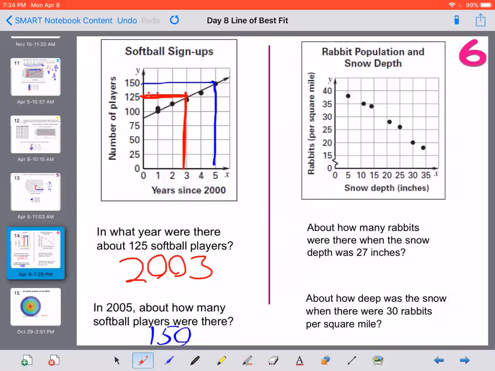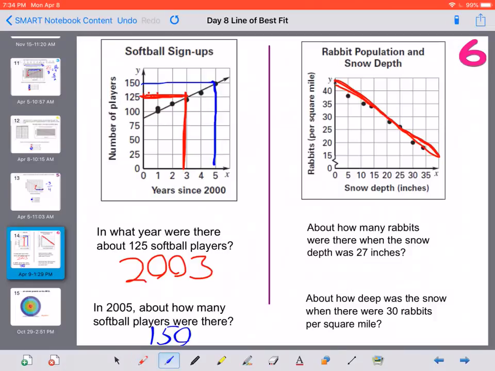Rabbit population and snow depth. So it looks like we are looking at something that's going down, a scatter plot that's going down. And it says about how many rabbits were there when the snow depth was 27 inches. So this one we're going to have to draw a line of fit. Now when we draw a line of fit, we're just trying to get as close to the points as possible. We don't actually have to go through them all. We just want to get as close to them as possible.